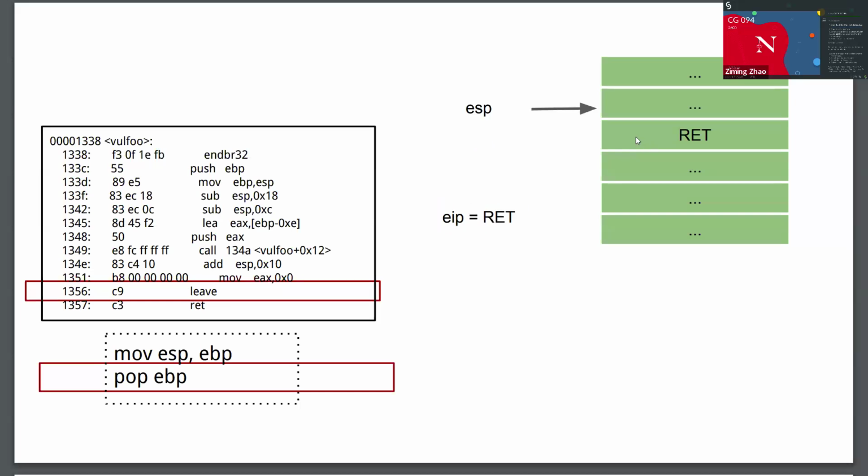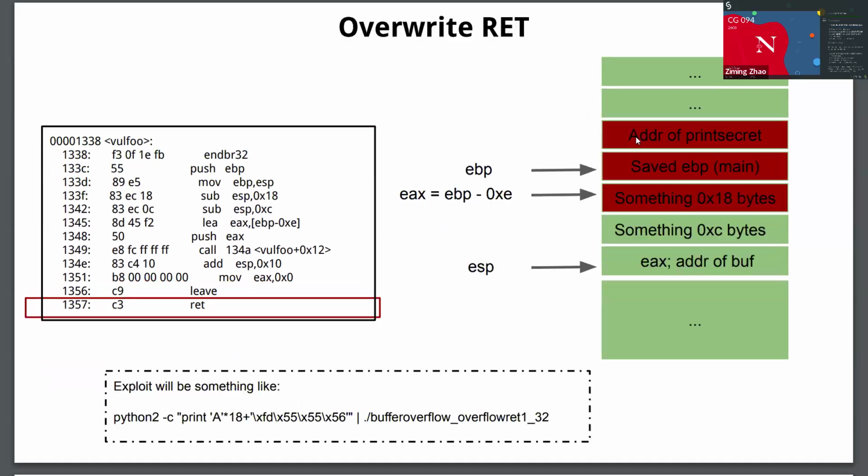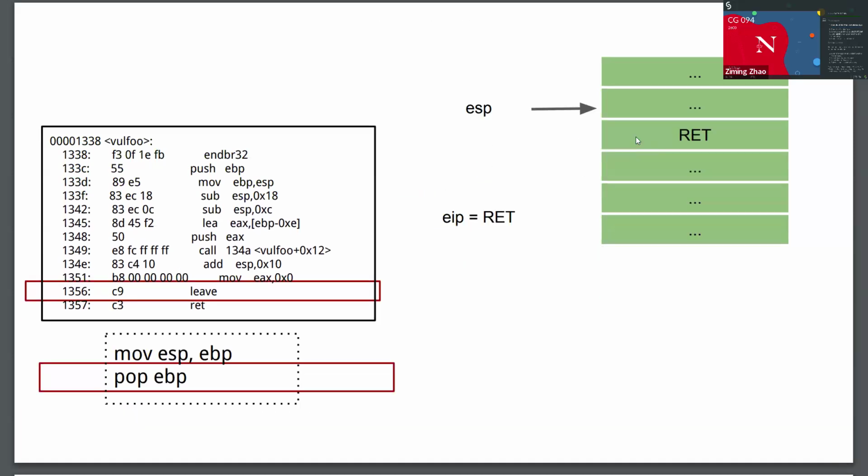The next instruction we're going to execute is return. Okay, so return will pop whatever ESP points to into EIP. So we will start executing from there.